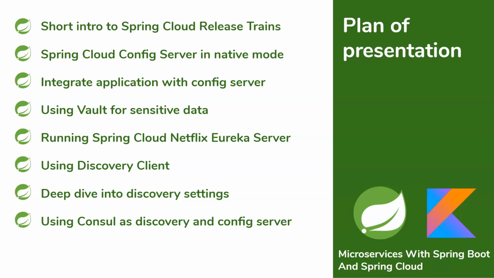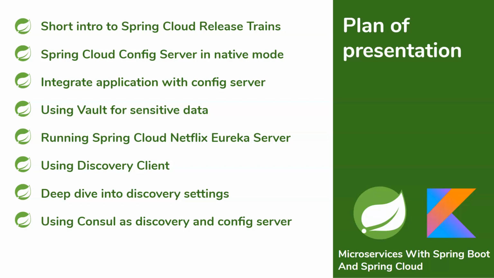With a config server, you have a single central place to manage external properties for applications across all environments. The default implementation of the server storage backend uses Git, so it easily supports labeled versions of configuration environments, as well as being accessible to a wide range of tooling for managing the content.